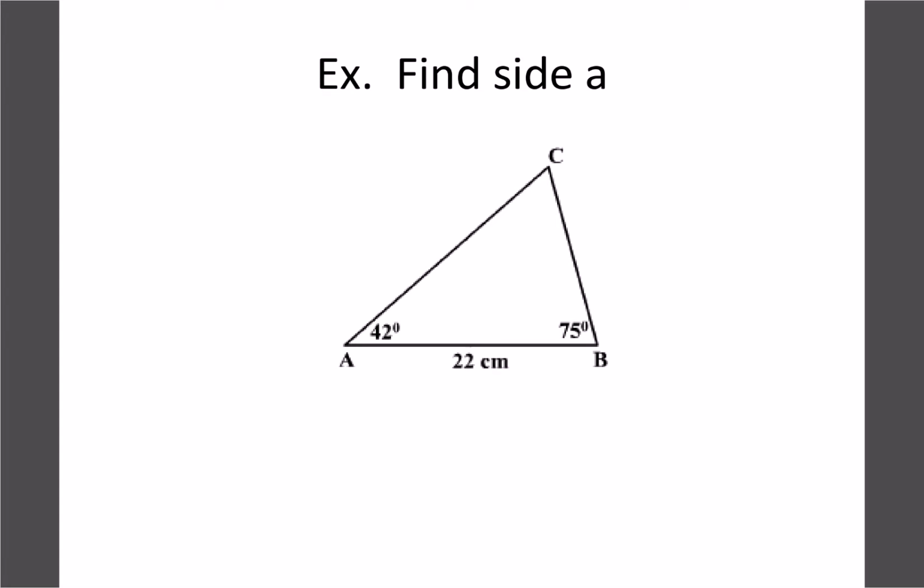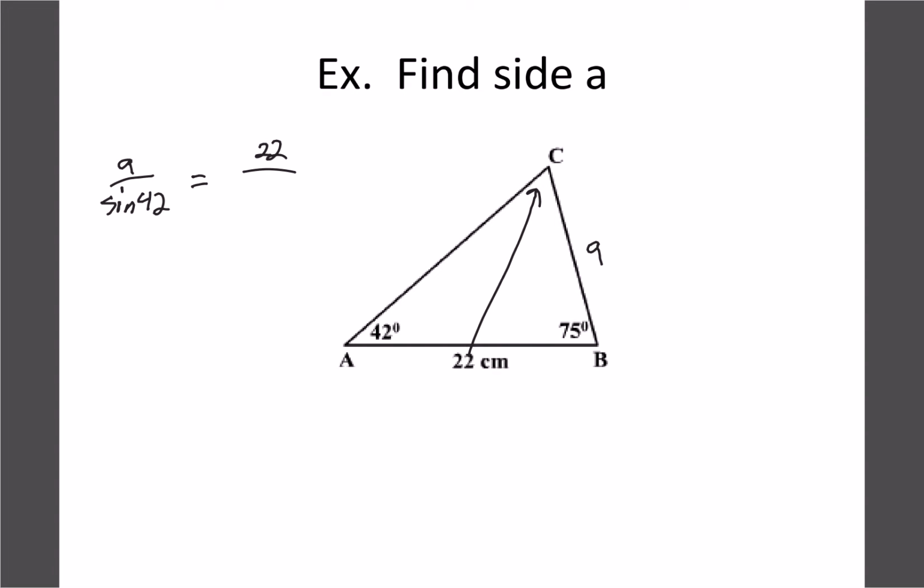Okay, here's one more. We're looking for side A. Once again, this is one of those ones where we would have a missing angle. So we'd have A over sine 42, so that's good. The side that we have is 22, but we need the angle across from it, which we don't have. But we can use the 180 rule once again.